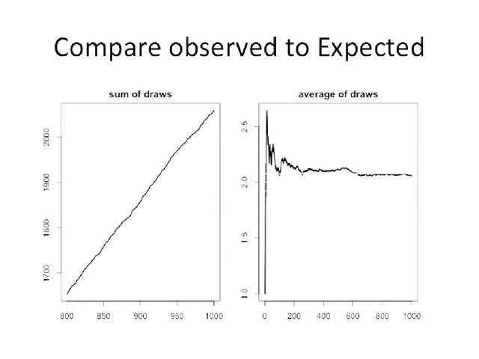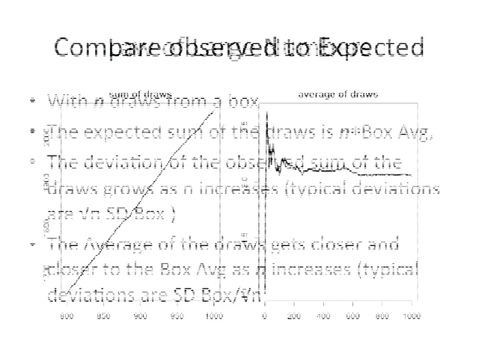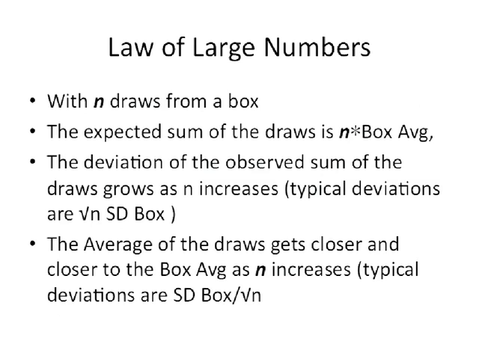So this is it. This is the probability law. If you have a large number of draws from a box, if n is the number of draws from a box, the expected sum is n times the box average. But the deviation that we might see, and that's represented by the standard deviation of the sum, grows as the sample grows, as we draw more and more from the box. So the deviation grows, and typical deviations are the square root of n times the SD of the box.